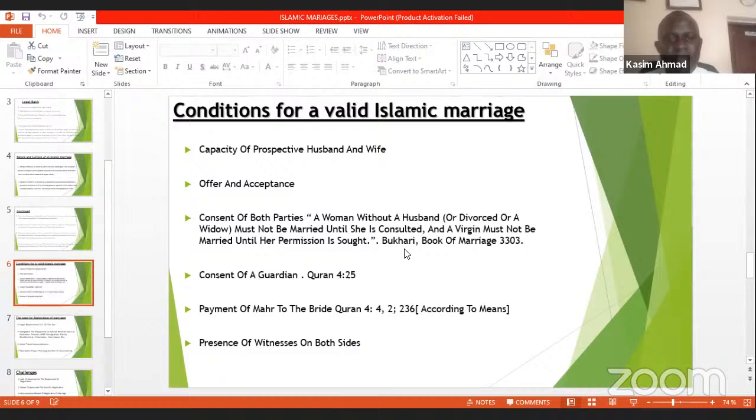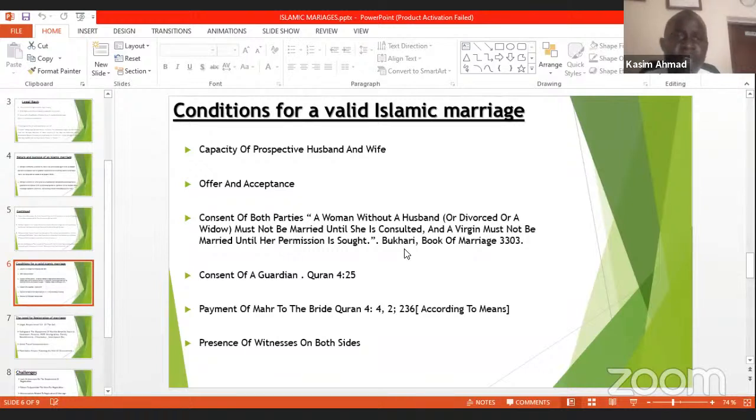There's capacity, there has been offer and acceptance, there's consent of both parties, there's consent of the guardian, payment of mahar, and also the presence of witnesses on both sides. So those are the conditions that we look at in Islamic marriage.